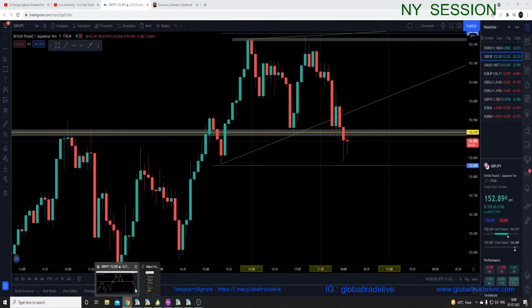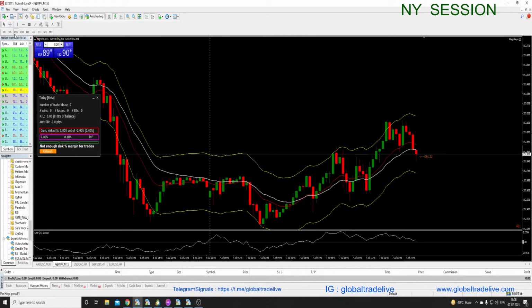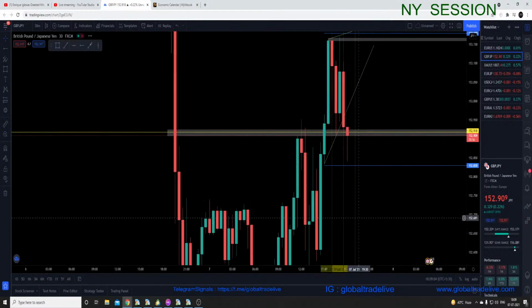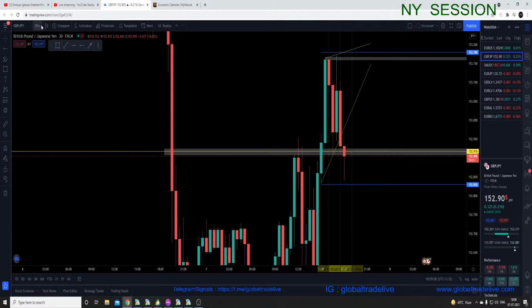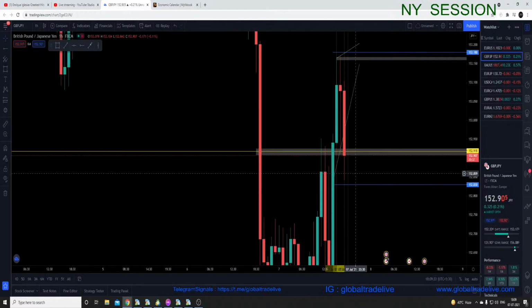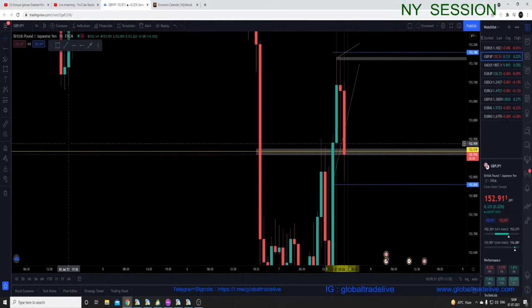Let's see how this will be going. 45-minute candle also broke the low, but retracing all the way back. 1-hour candle also broke the low, retracing all the way back. Okay.